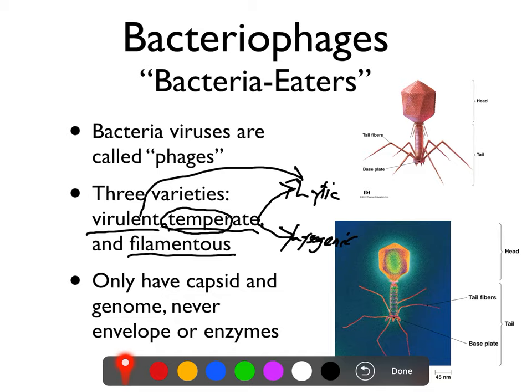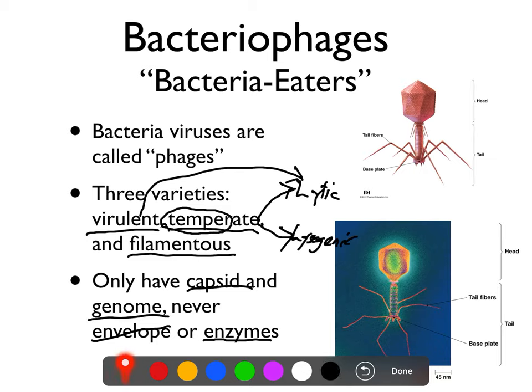Bacteriophages typically do not have an envelope. So, no envelope. And they typically do not have internal enzymes. Although, as we will see, they sometimes have a few enzymes sticking on their outside. But they mostly just have capsid and genome.